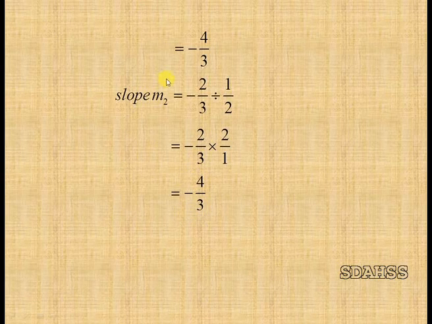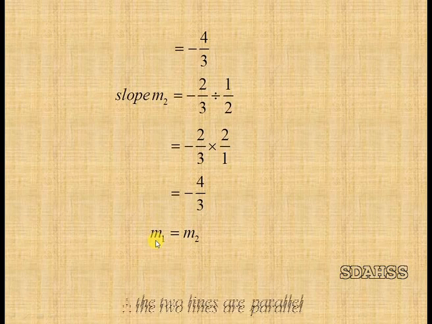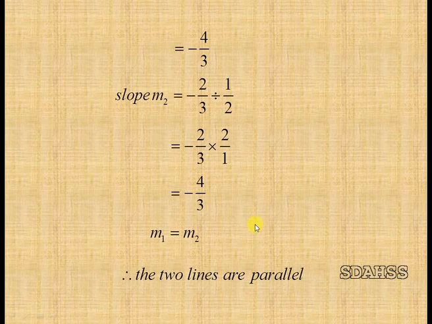Now the slope of the first equation is equal to the slope of the second equation. M1 is equal to M2. So the given lines are parallel.